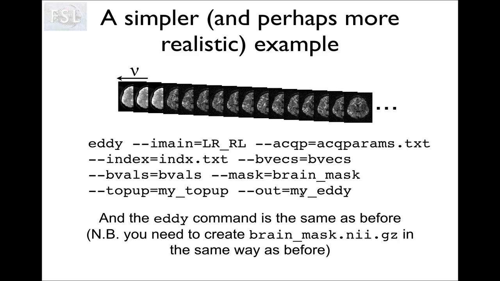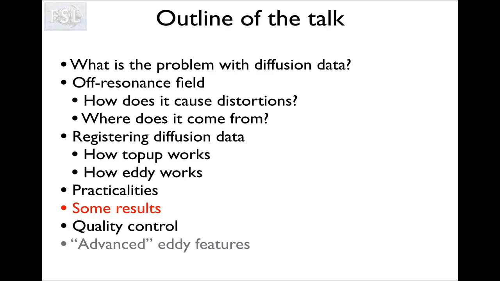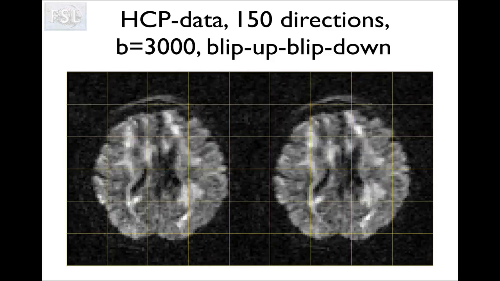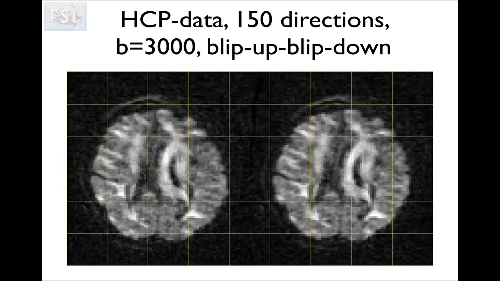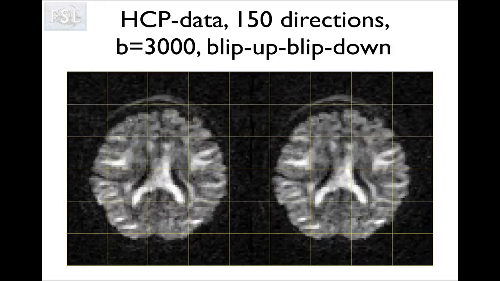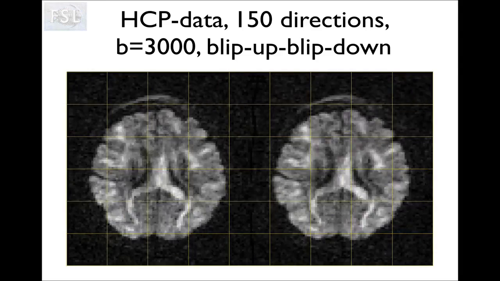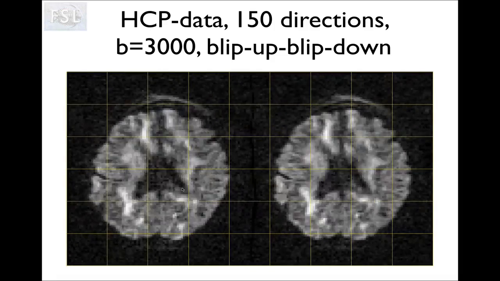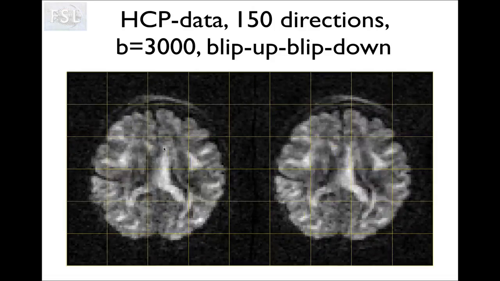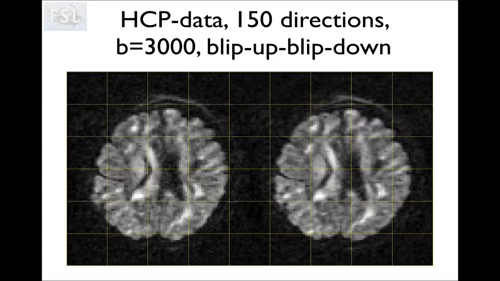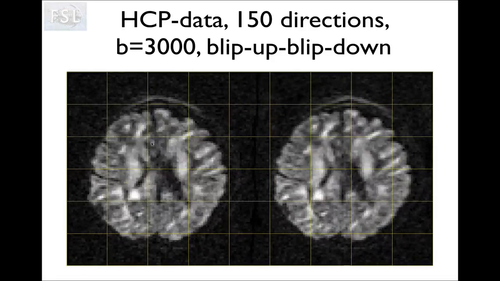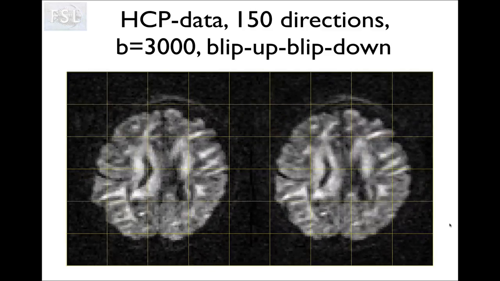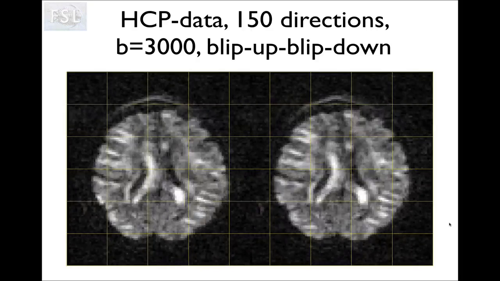So let's have a look at some results and what it can actually do. So this is one example. This is some HCP data. It's a b-value of 3000, so it's a relatively high b-value. Blip up, blip down. Well, it's not actually, this is blip left, blip right. So on the left hand side you can see the data before any correction, and you can see that it's moving around quite a lot, and this is due to the uncorrected eddy currents. And on the right you can see that it's much more stationary, much more still now.